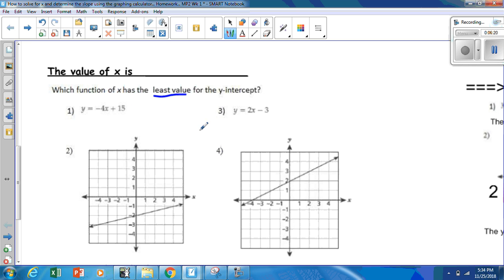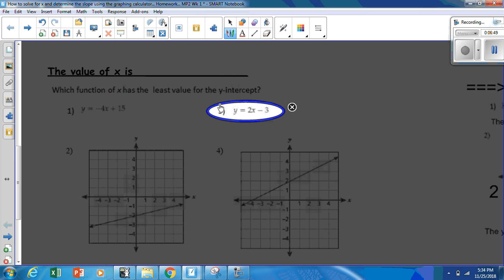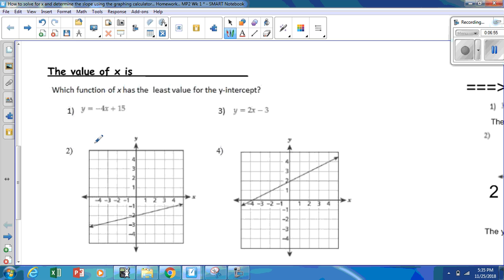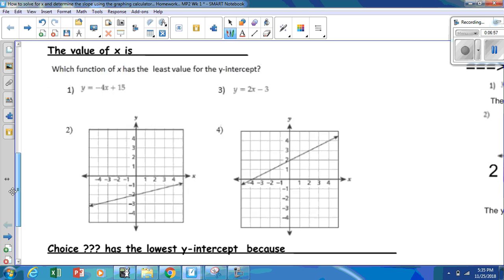Okay? And remember, it says the least value. Okay, so what I know is that negative 3 is smaller than 15, so it can't be 1. We can cross that out. All right, negative 3 is smaller than negative 2. We can cross 2 out. And negative 3 is absolutely smaller than positive 2. So we can cross that out. Okay, so almost without thinking about it, there's the answer. Easy peasy. Let's consider the next question.